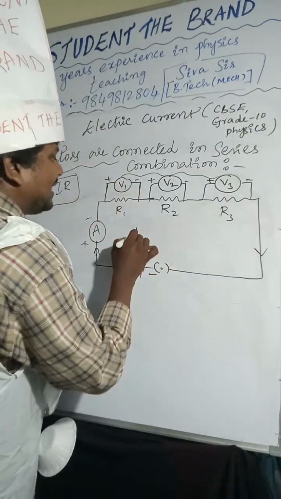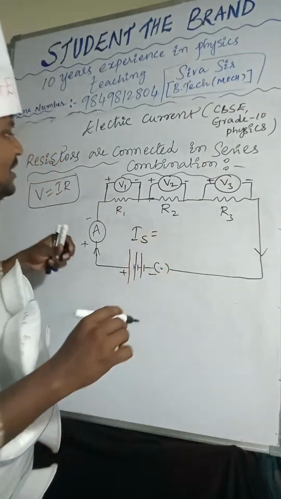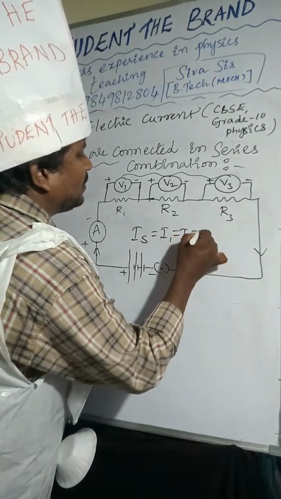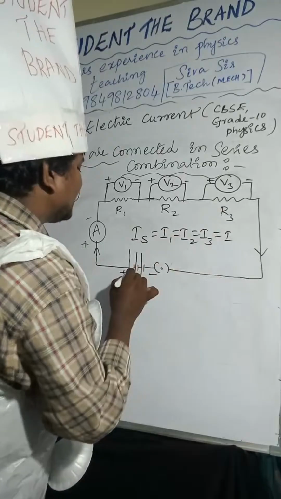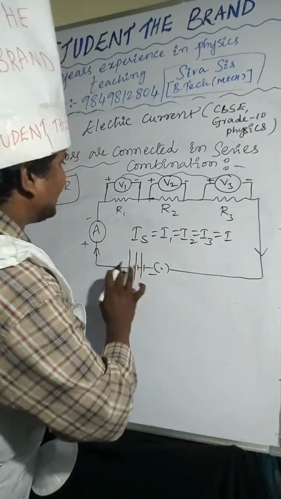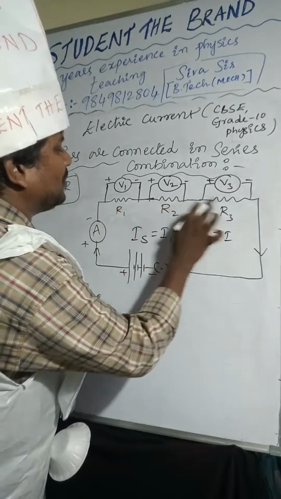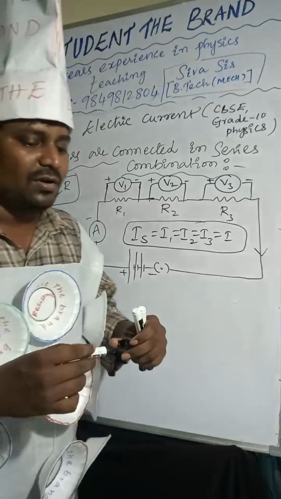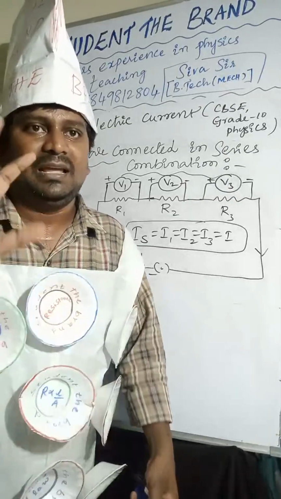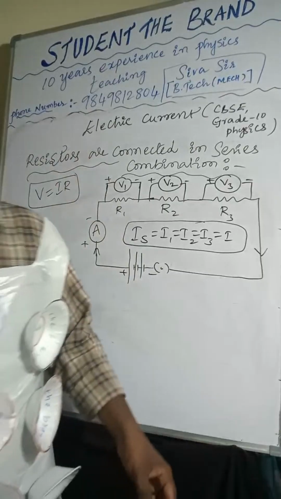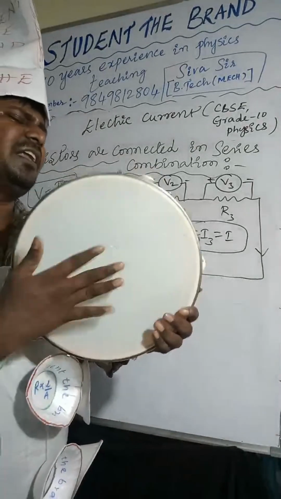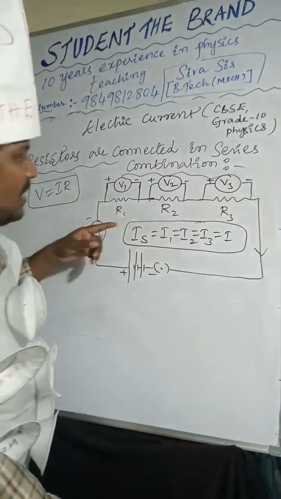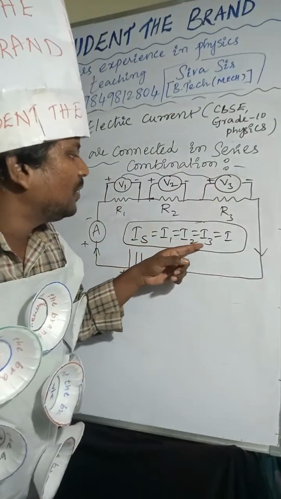That's why we take IS. Current in series combination: IS equals I1 equals I2 equals I3 equals I. Whatever current flows from the battery goes through R1, R2, R3. This is a very important point for MCQs, so remember it. Concentrate here: IS equals I1 equals I2 equals I3 equals I.